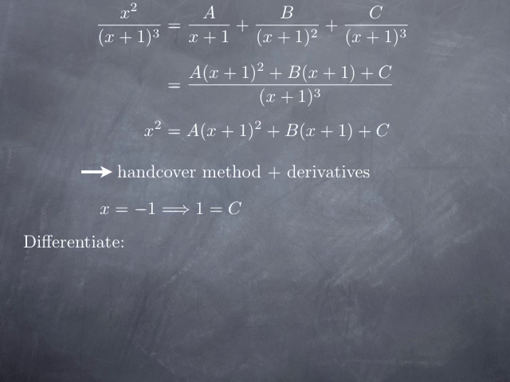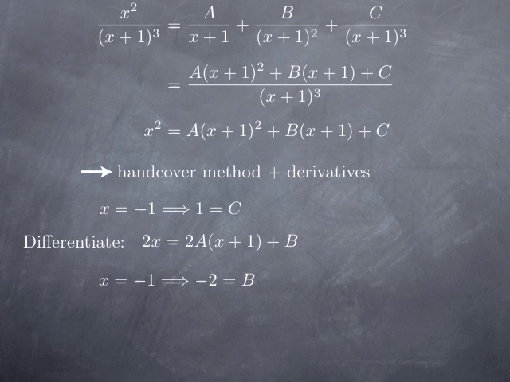If I differentiate this expression, I get 2x on the left hand side, I get a times the derivative of x plus 1 squared, so in other words 2a times x plus 1, plus b times the derivative of x plus 1, in other words just b, plus the derivative of c, which is 0. And now I can plug again x equal negative 1 to get my first term to be 0. On the left hand side I have 2 times negative 1 is negative 2, on the right hand side only b remains, so b is negative 2.